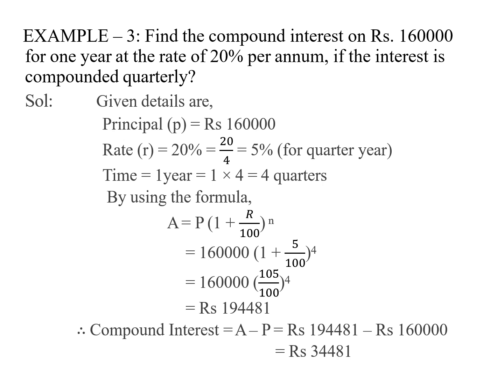So 1,94,481 is the amount. But our target is to find compound interest, and the formula is amount minus principal, which is equal to 1,94,481 minus 1,60,000. After subtracting, we got 34,481 rupees as the compound interest.